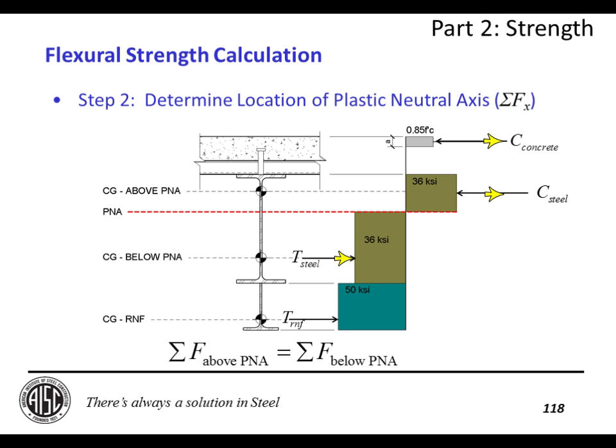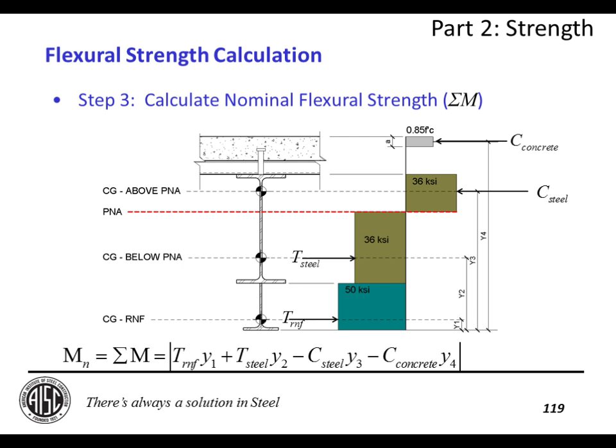In this case, I have tension in the bottom part of this grade 36 beam and the entire grade 50 WT that I added. So you just move the PNA up or down until C up here equals T down here. Once you've located that point, all you have to do is sum moments, and that equals the flexural strength of the member. So you can sum moments about whatever datum you so choose.